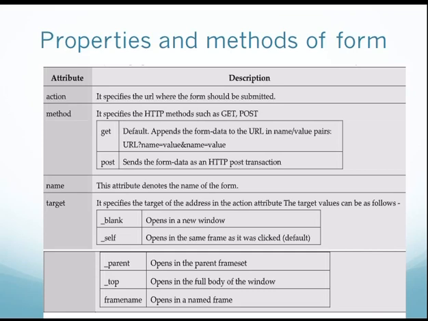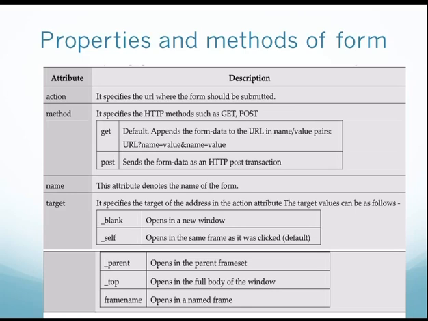The target values can be as follows. Blank means the form opens in that particular window. Then underscore self, it opens in the same frame as it was clicked, that is the default frame. Then the parent, top and frame name. Parent basically opens in the parent frame set, top opens in the full body of the window, and frame name opens in a named frame. Okay, so this is basically a target attribute.